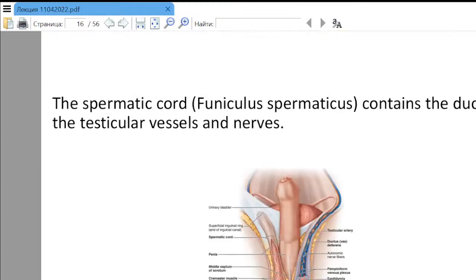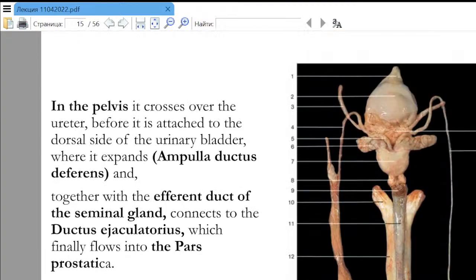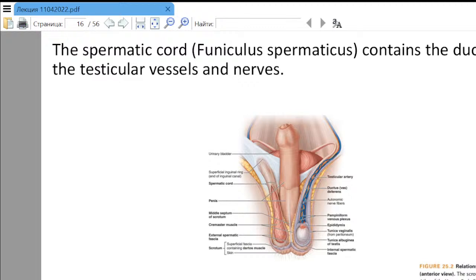The spermatic cord, funiculus spermaticus, contains the ductus deferens, testicular vessels and nerves. What you see is the spermatic cord and the ductus deferens.